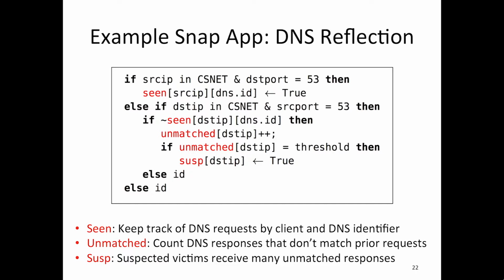And if not, we're going to keep track of how many times this client has received DNS responses for questions it never asked. And if that passes a threshold, we're going to say that we suspect this destination IP address as being the victim of a DNS reflection attack. And we'll take action at this point. Maybe alert a network operator, maybe drop the packets, maybe rate limit the packets. For our purposes, we don't care.